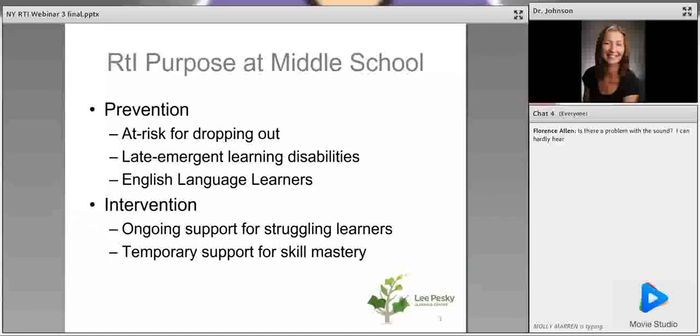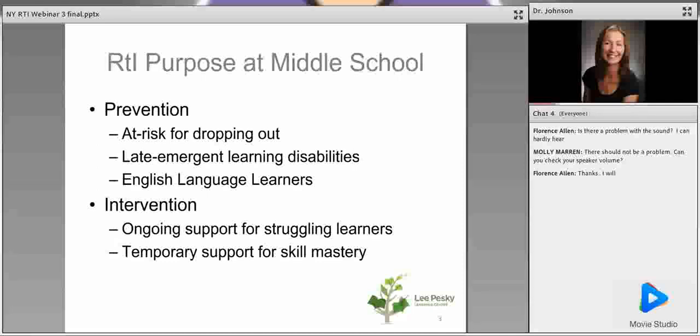Okay. I always like to remind us what we're trying to accomplish in implementing an RTI system. I think it's really important to come back to what the purpose is, because we don't want logistics to drive implementation, right? We want purpose to drive, and then our question becomes, what do I need? What resources do I need? What infrastructure do I need in order to accomplish this goal?